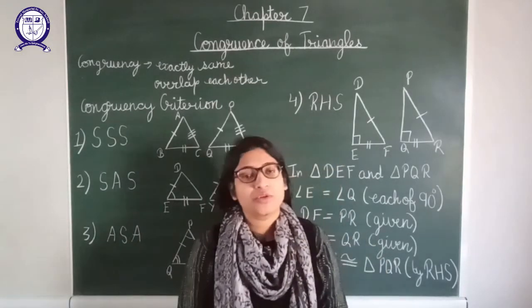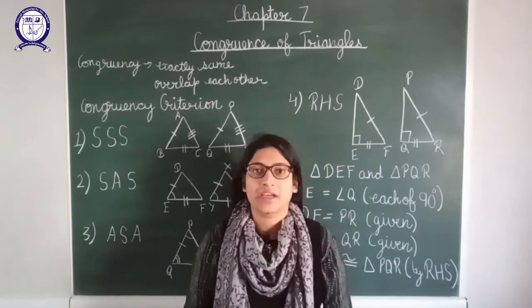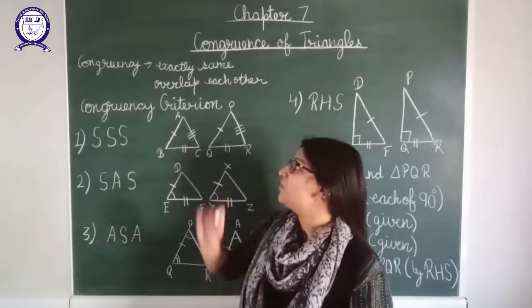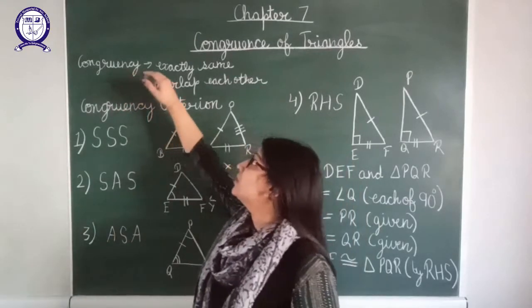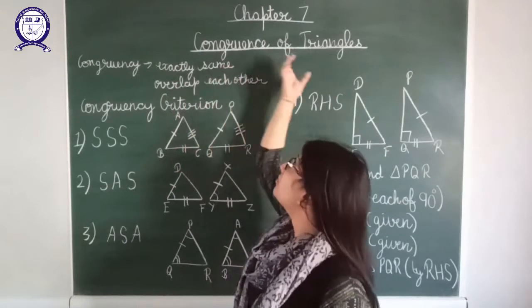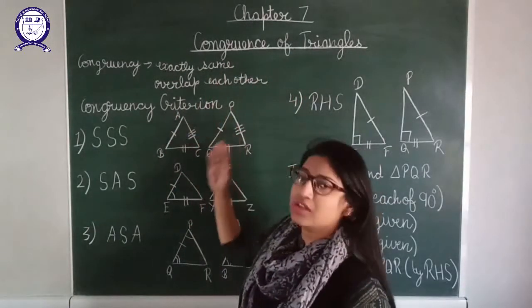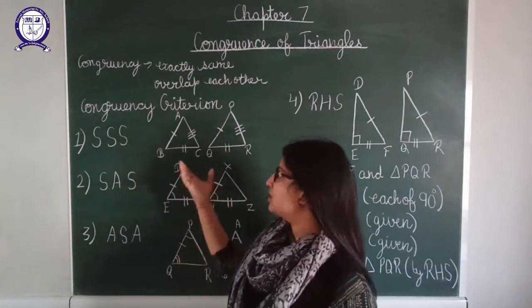Students, today we are going to discuss our chapter 7, that is congruence of triangles. First of all, what is congruency? Congruency means exactly the same. If we are talking about triangles, then the two triangles will overlap each other exactly. Okay.